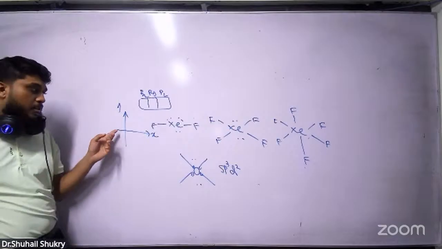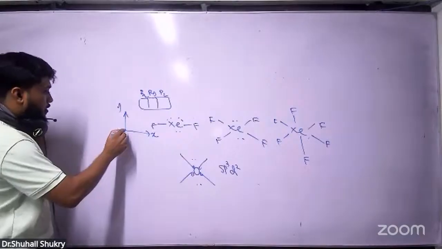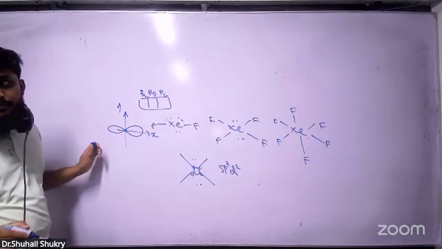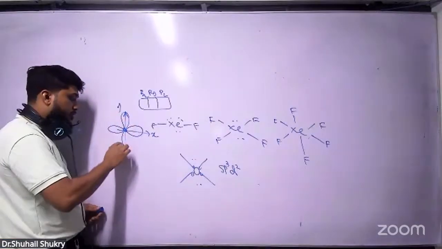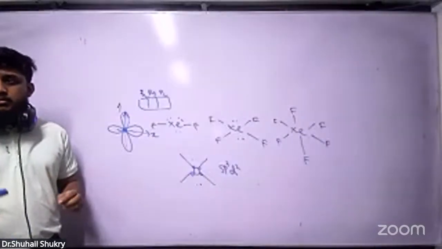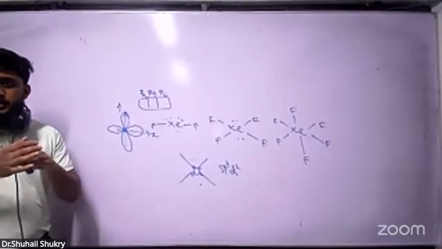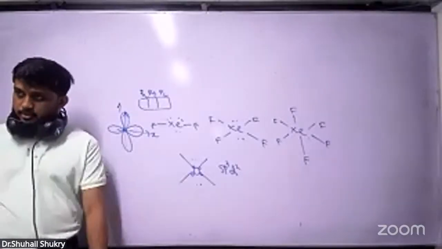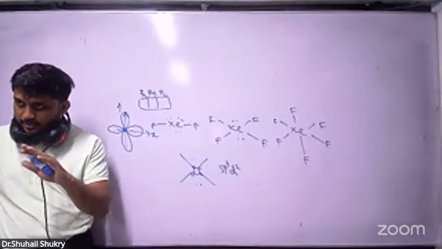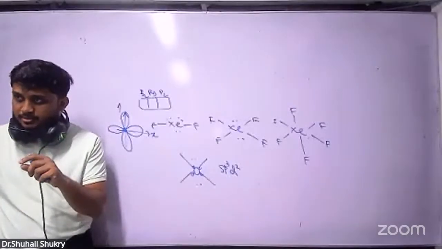This is px, meaning the orbital in the x-axis like this. Py means it's in the y-axis direction. Pz, I can't draw, but I can show you with a thing like this. It is inside like this. Can you understand? So these are 3 axes. Understand the px, py, pz orbital orientation.